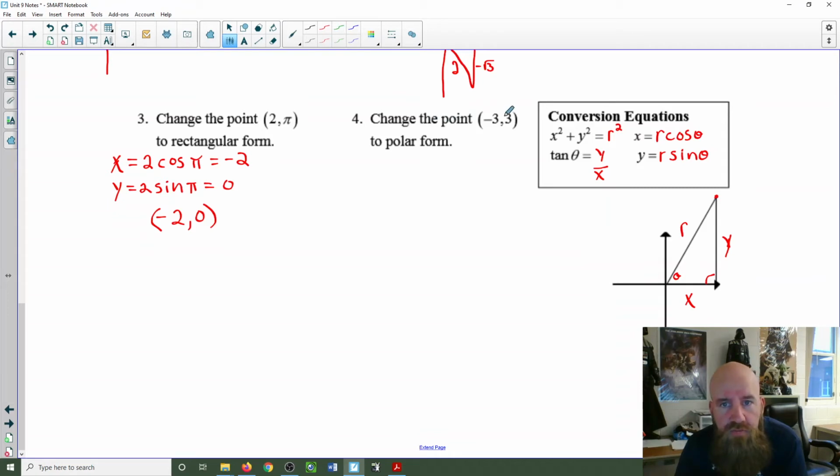So change the point (-3, 3) to polar form. So now we're starting with rectangular. We're starting with x's and y's, and we need to find an r and a theta. So think about, if I have an x and a y, how could I find an r? Well, it's this first equation right here, the Pythagorean. So if we plug that in, -3 squared plus 3 squared equals r squared. So this would end up being r is 3√2.